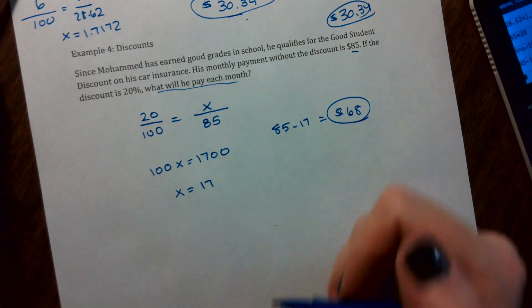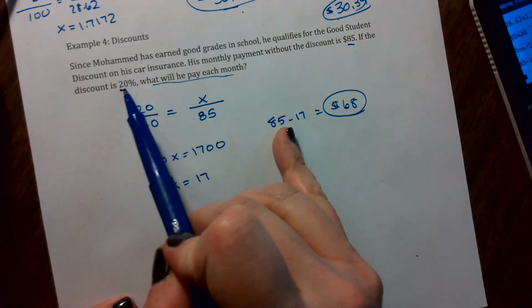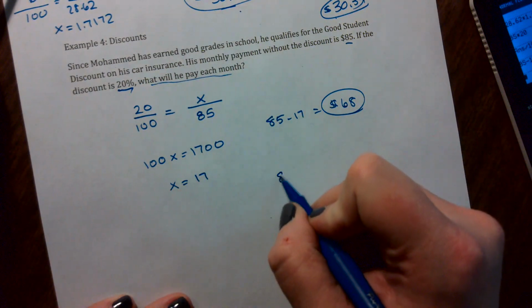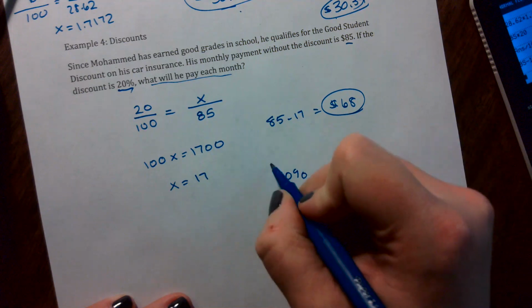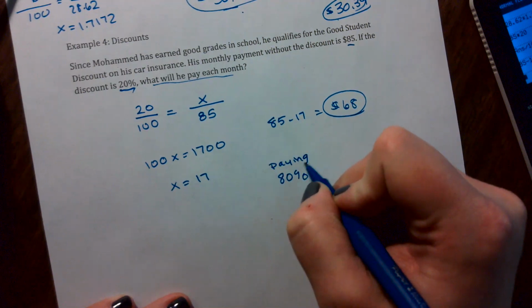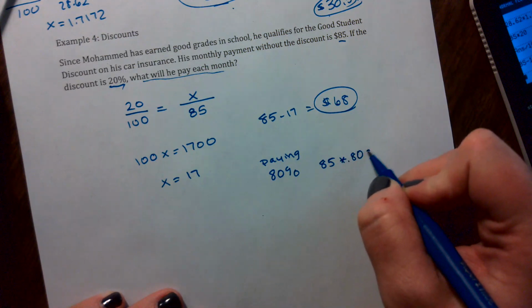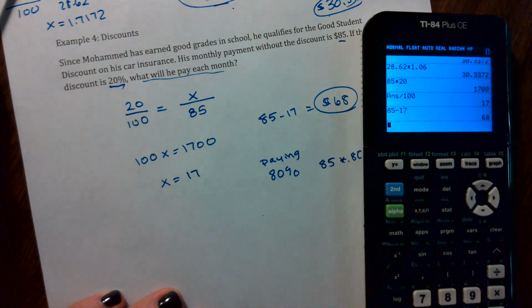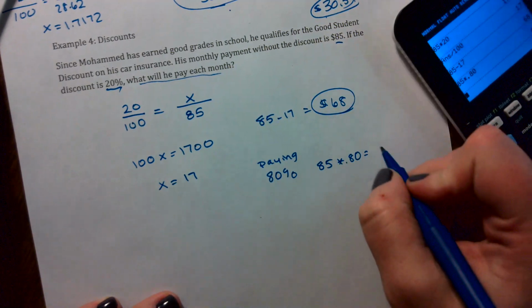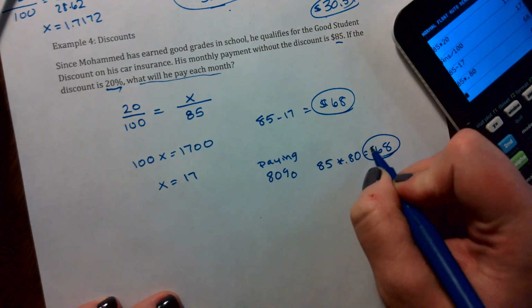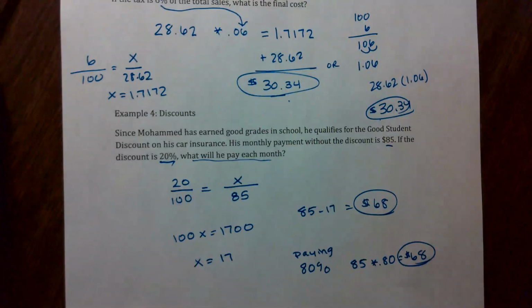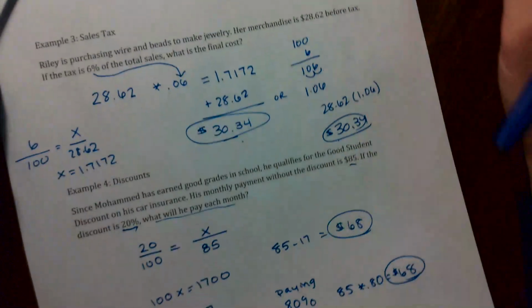Okay, or what you could have done is, if my discount is 20%, I'm paying 80%. Therefore, what you could have done is said 85 times 0.80. That would have worked too. And you get $68. Either one is fine. Okay.